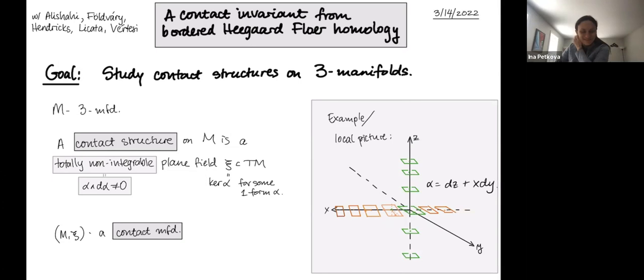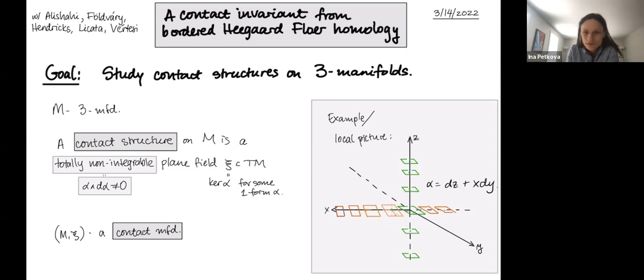So I'm going to talk about a joint project with Akram, as well as with Vicky Foldvari, Kristen Hendricks, John Licata, and Vertesi. The general idea is, we want to study contact structures on three manifolds. A few of us come from the Heegaard Floer theory world more so than the contact topology world, so this is going to be maybe more of a Heegaard Floer talk.